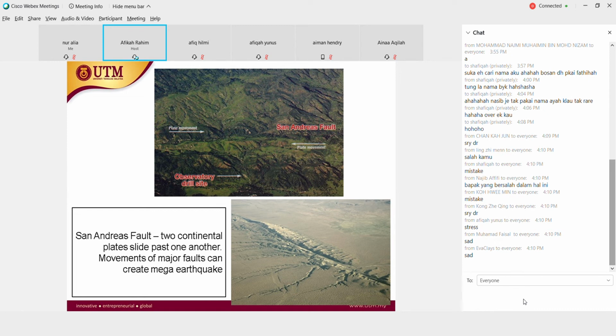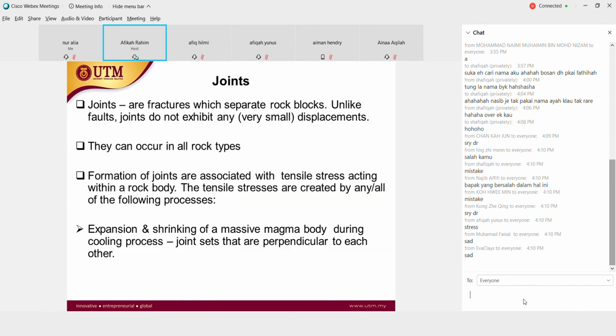This is a sample of the San Andreas fault. Two continental plates slide past one another. Movement of major faults can create mega earthquakes. This is due to the earthquake. In this area, they have a small dike over here, so metamorphism can occur as well. This is the sample.